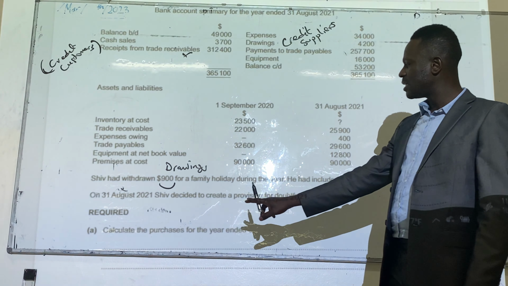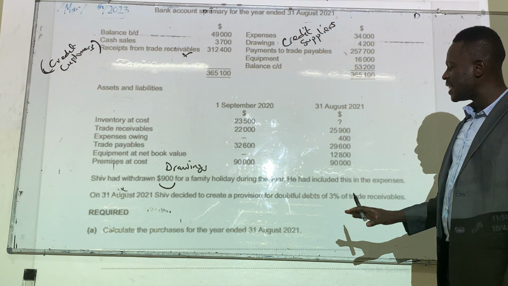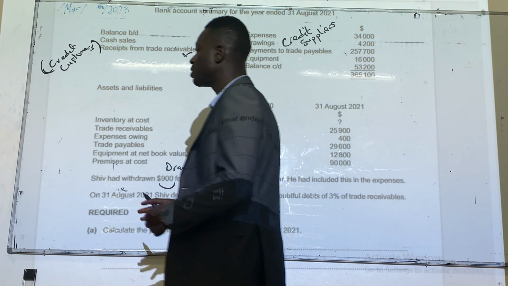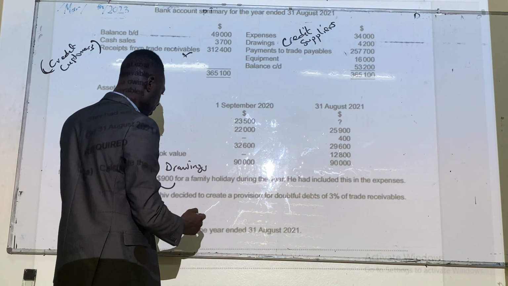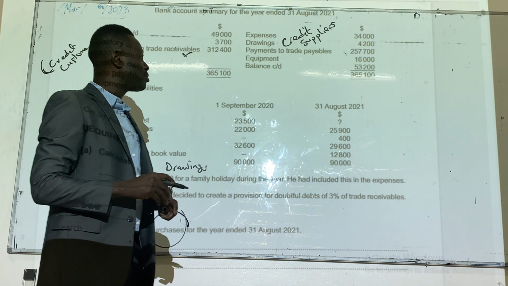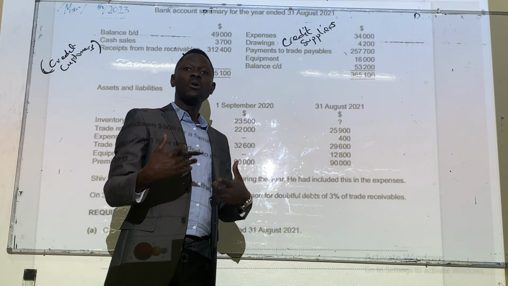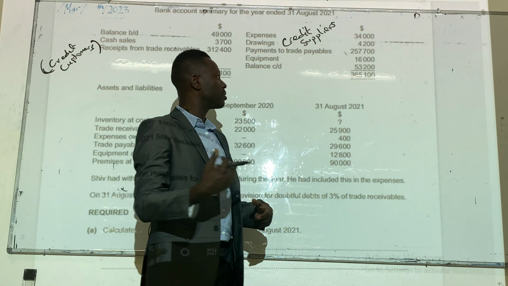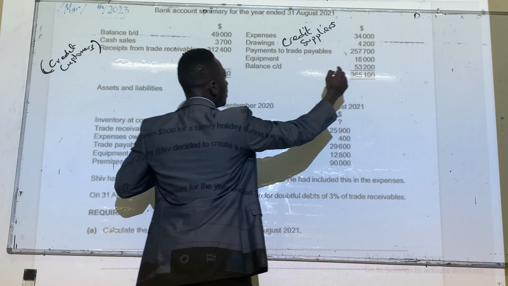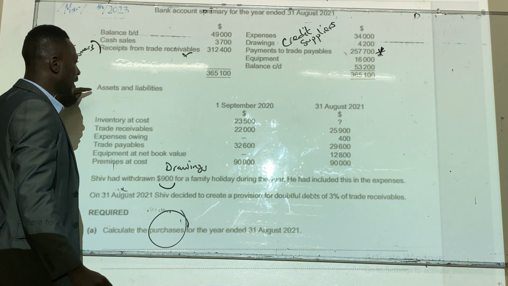Now we should calculate the purchases for the year ended 31st of August. If you have to calculate purchases, what do we have to take into consideration? Because it is purchases, it has to relate to our trade payables. When we talk about purchases, we are talking about what we got in terms of supply. So for our purchases, we have to think about our trade payables, and we check the information we have for assets and liabilities.